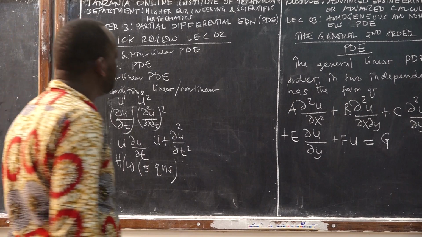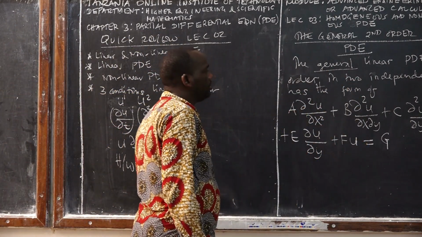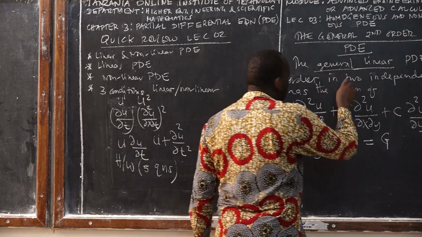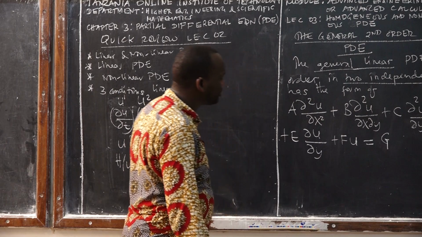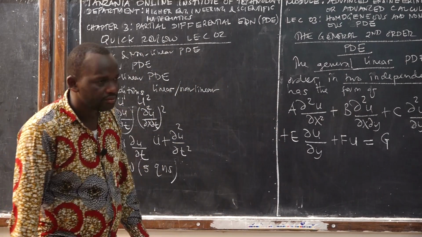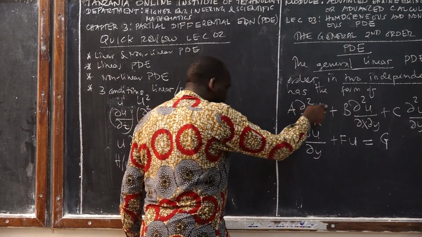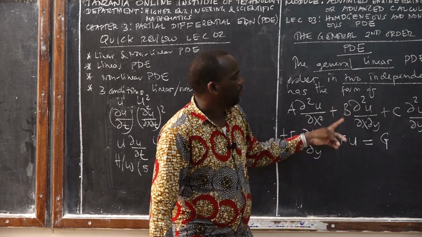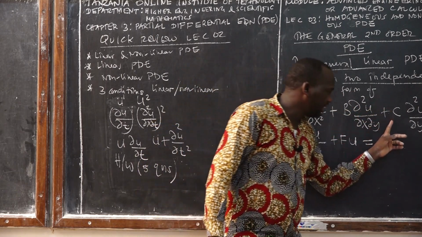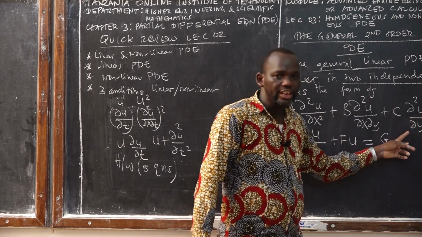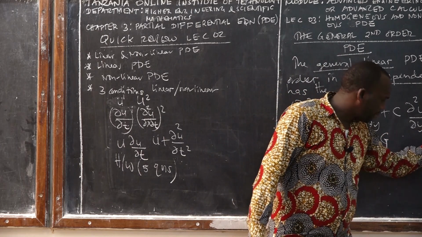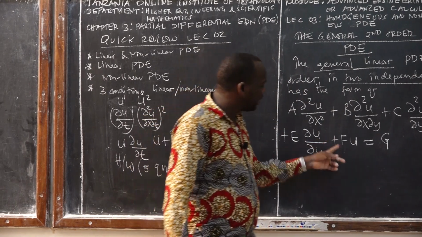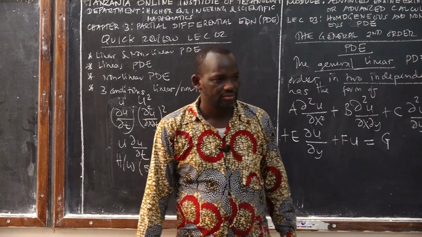So the general linear partial differential equation of second order in two independent variables has this general form: A second partial derivative of u with respect to x twice, B second partial derivative of u with respect to x and y, C second partial derivative of u with respect to y twice, plus D partial derivative of u with respect to x, plus E partial derivative of u with respect to y, plus F u is equal to G. Right? This is the general form.